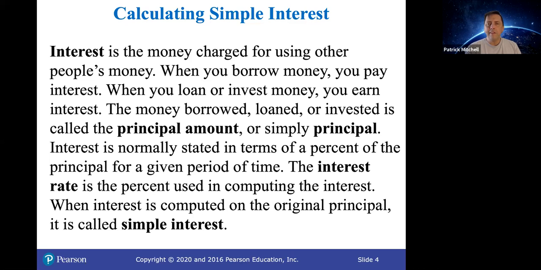Interest is normally stated in terms of a percent of the principal for a given period of time. The interest rate is the percent used in computing the interest. When interest is computed on the original principal, it is called simple interest.